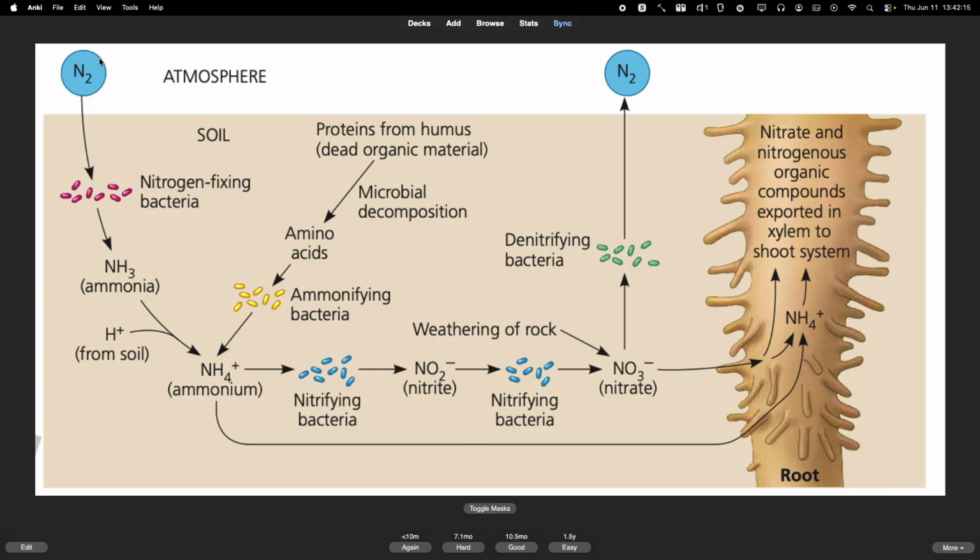So nitrogen-fixing bacteria, you have N2 from the gas, and that's turned into ammonium. So you add on the protons, and then you get ammonium, which is also created from this pathway that goes from humus to amino acids to ammonium. You also have this pathway from ammonium to nitrate and back into ammonium inside the shoot system, or you could also just go straight into the plant.